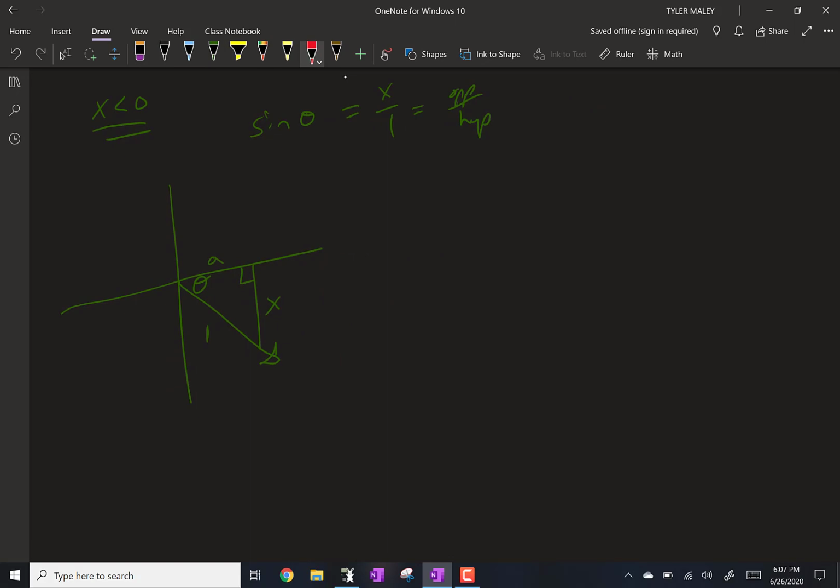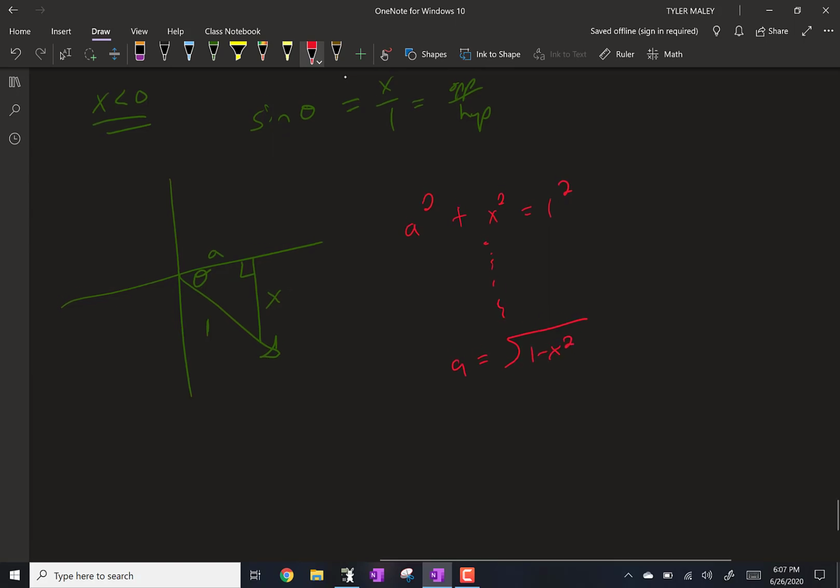So what we would end up getting would be the same work, like a squared plus x squared equals 1 squared. So we already did this work, copied from before, we would still get that a equals the square root of 1 minus x squared, right? So then we would get tangent of theta equals the opposite over adjacent, which would be equal to x over square root of 1 minus x squared still.